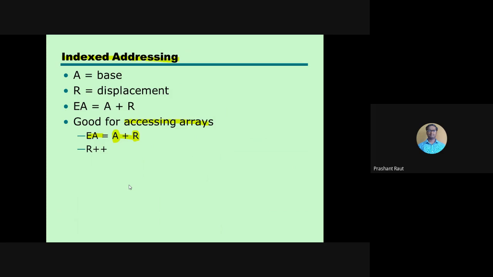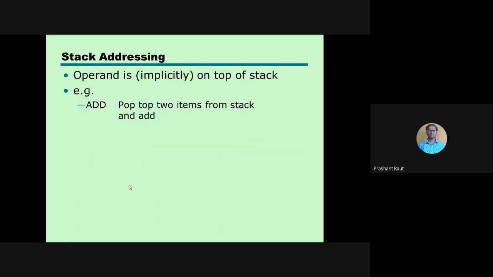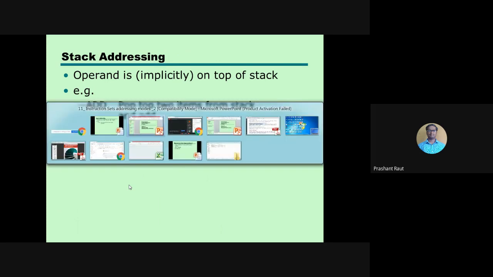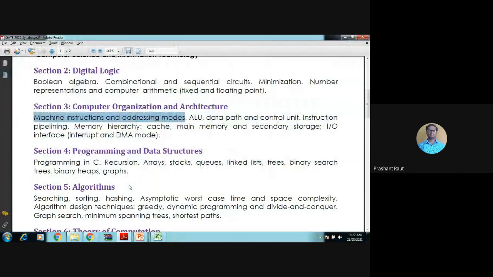Indexed addressing is used for accessing arrays. In indexed addressing, the base is stored in the address field and the displacement is stored in a register. And stack addressing is used for zero-address instructions, for example push and pop, which use the stack. So there is no explicit address required for the operand. All these points were related to machine instructions and addressing modes.